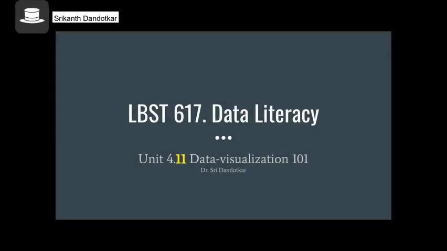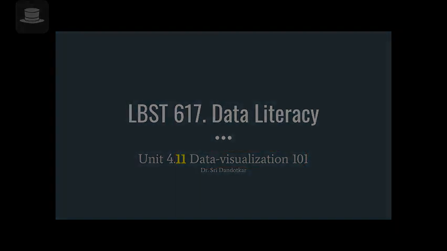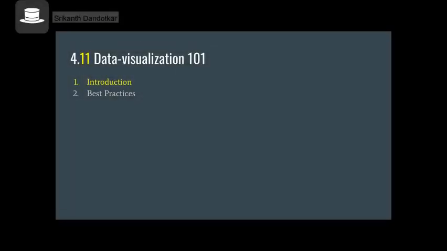Hi, welcome back. In this particular unit, 4.11, which is specific to chapter 11, we're going to talk about data visualization, some basics of it. That's why it's 101. This is going to be a very short unit.